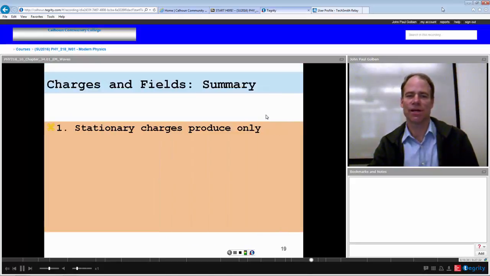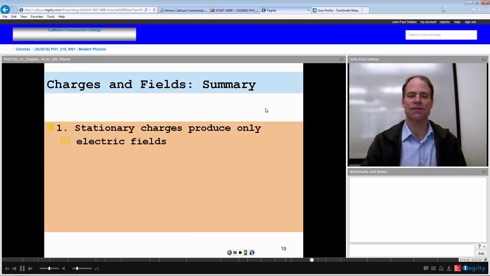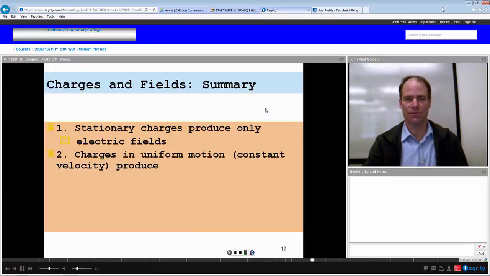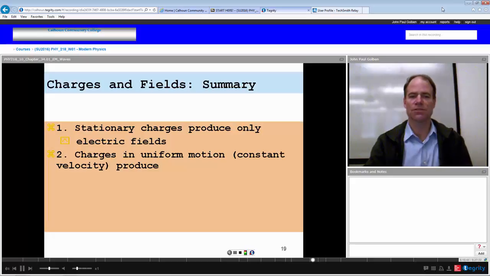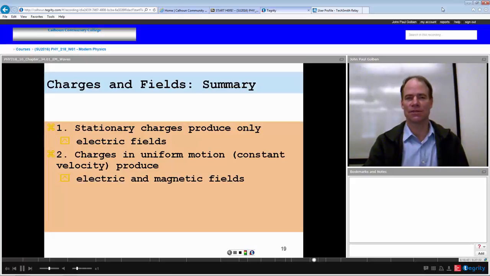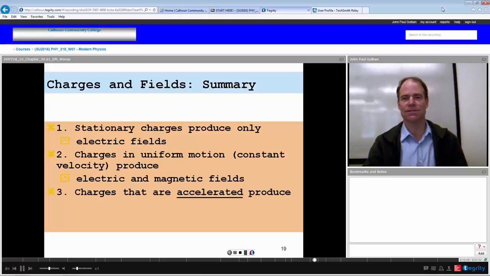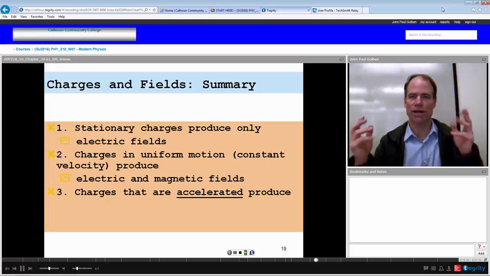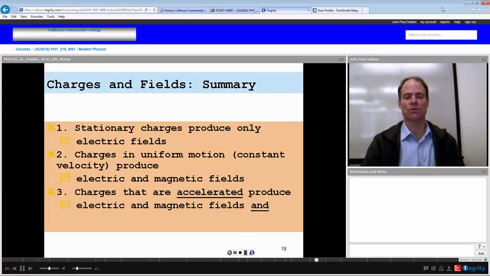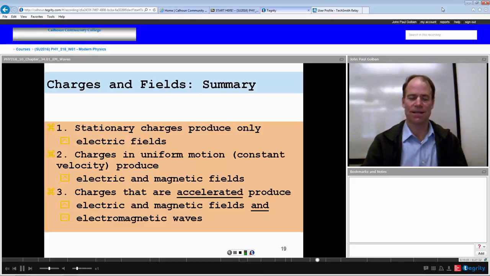So, summary: charges and fields. Stationary charges produce only electric fields. Charges in uniform motion at constant velocity produce electric and magnetic fields. Charges that are accelerated, so that you're putting energy into this system, produce electric and magnetic fields and electromagnetic waves.